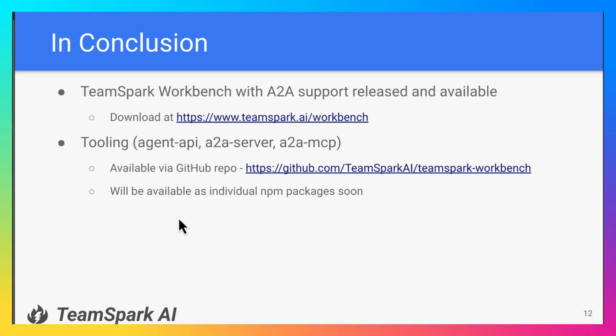We have the A2A server, which is both an API and a command line app that lets you run those agent API agents as A2A server agents. And then we have the A2A MCP, which is a little more general purpose. It is somewhat specific in that it knows how to run our own agent API agents, but it also will just make any A2A server available to any agent that talks MCP. So this is a little more general purpose that people might use outside the scope of TeamSpark. All 3 of these things are in the repo under the packages, under the mono repo, and you can feel free to play with them.